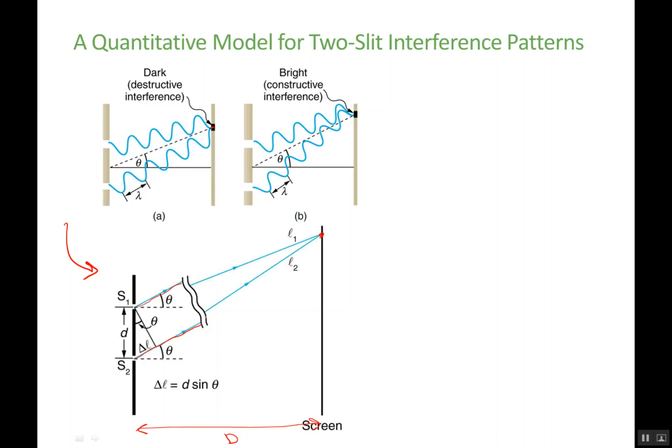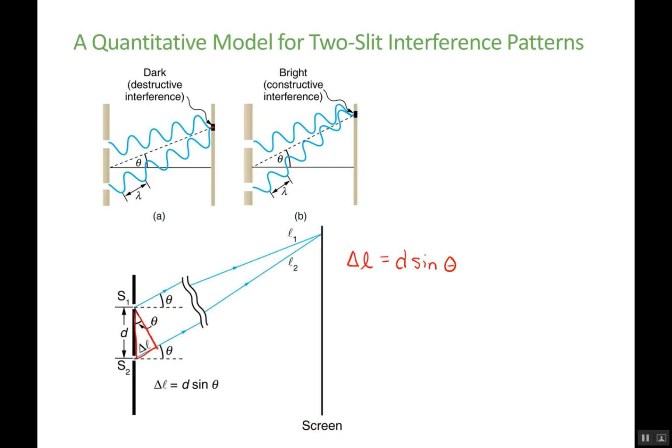Now, in the real world, they can't actually be parallel. They need to be converging slightly. Otherwise, they'll never arrive at the same spot. But if the screen is sufficiently far away, we can assume that they're roughly parallel to one another. And under this assumption, we can quantify the path length difference, which in this picture is labeled delta L, of the waves from one of the slits compared to the other slit, S2 compared to S1, and it's proportional to the angle that the path the wave travels along makes with the horizontal, which in this picture is labeled theta.